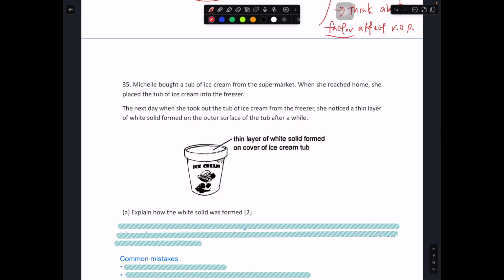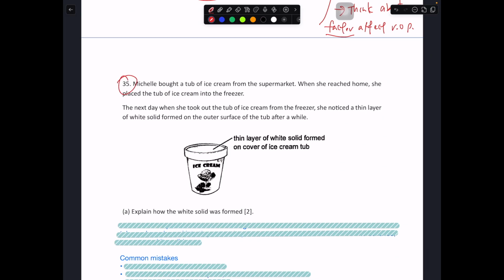Okay, so let's go to 35. Michelle brought a tub of ice cream from the supermarket. When she reached home, she placed the tub of ice cream into the freezer. So when she does this, the temperature will go down, near to the temperature of the freezer, and normally the freezer is negative. That's why it's able to freeze water into ice. So the temperature is negative, or very low.